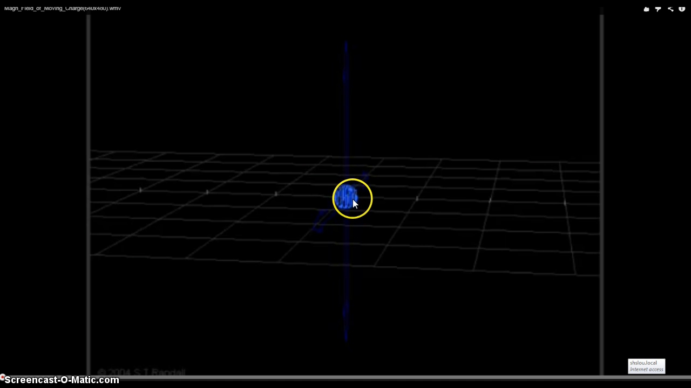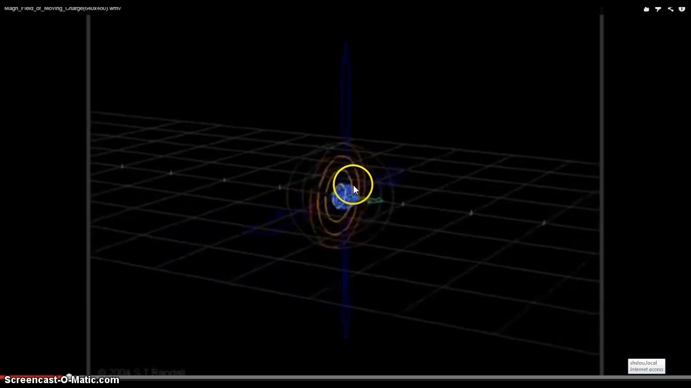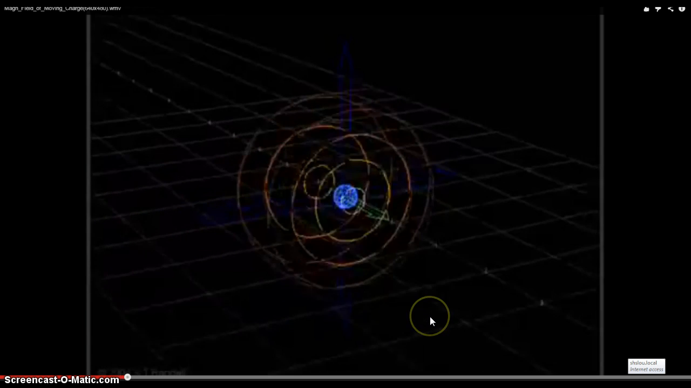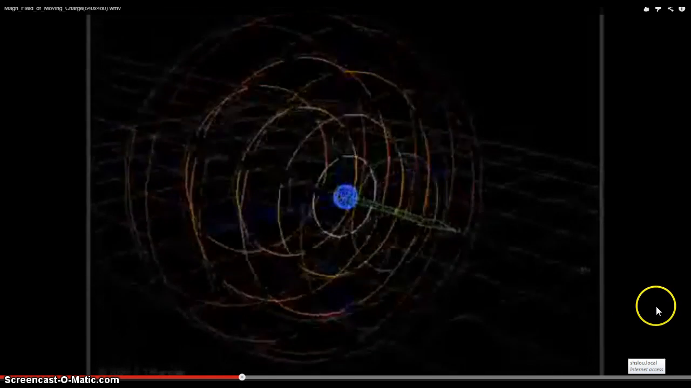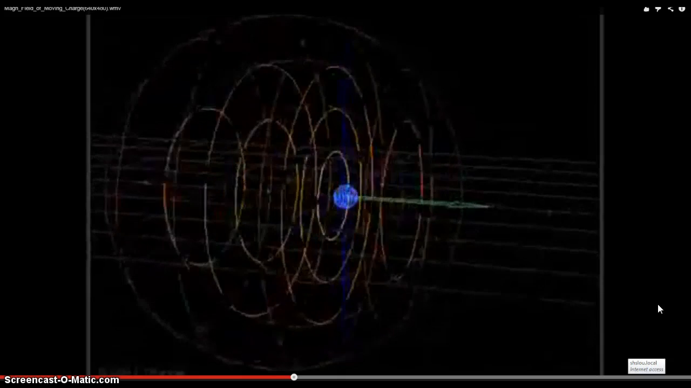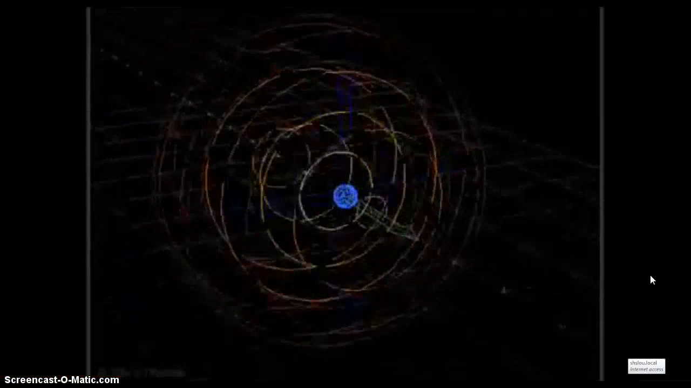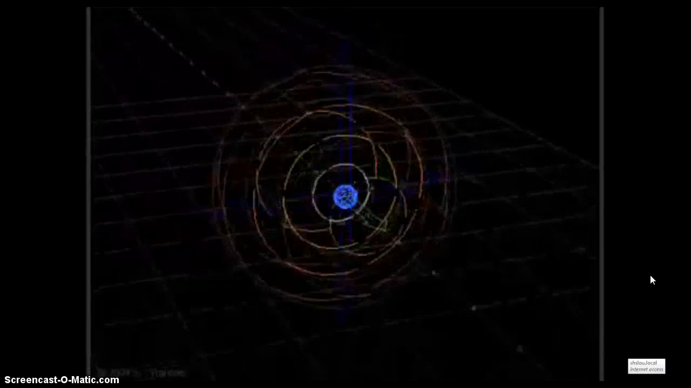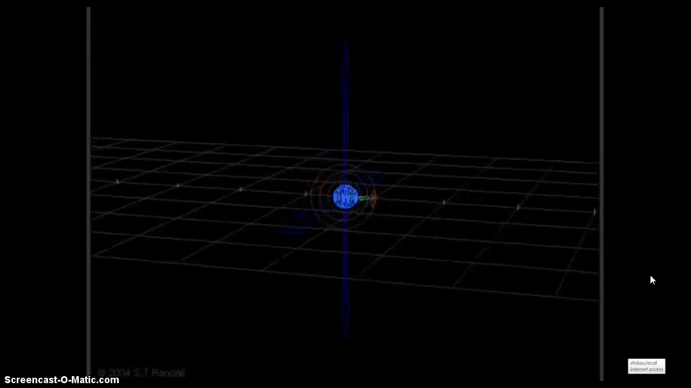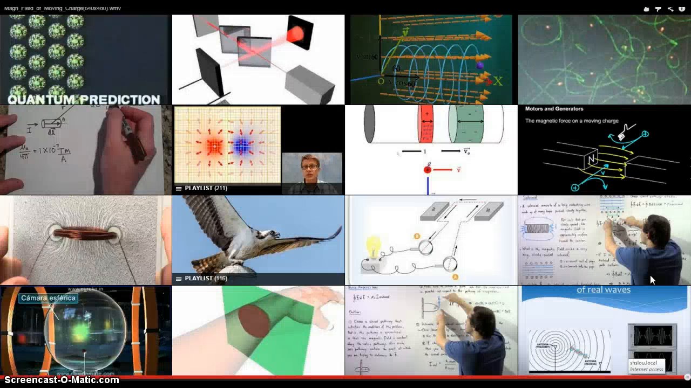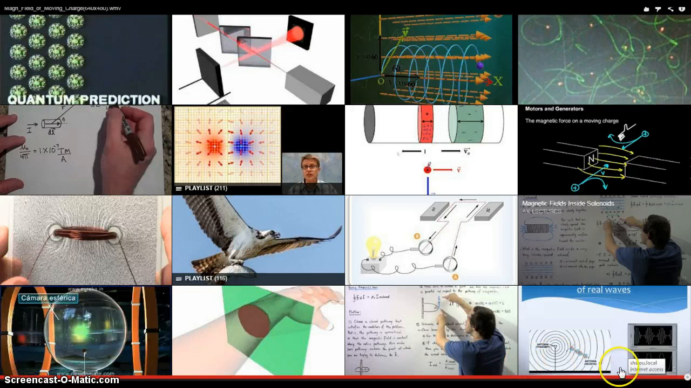But when it starts moving to the right, watch what happens. It starts moving, and now there are these field lines being produced around the charge. And check it out, the field lines make circles, they make closed loops, like we expect. And they make concentric circles around the charge. And then when it slows down, there we go, those field lines disappear. So when it stops moving, we have no more field lines.